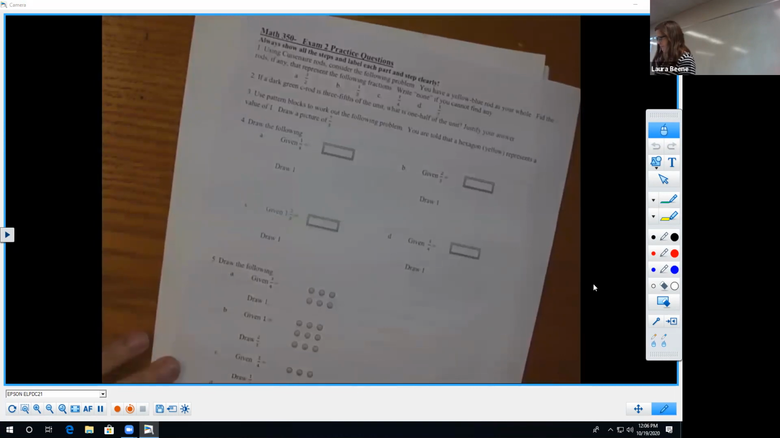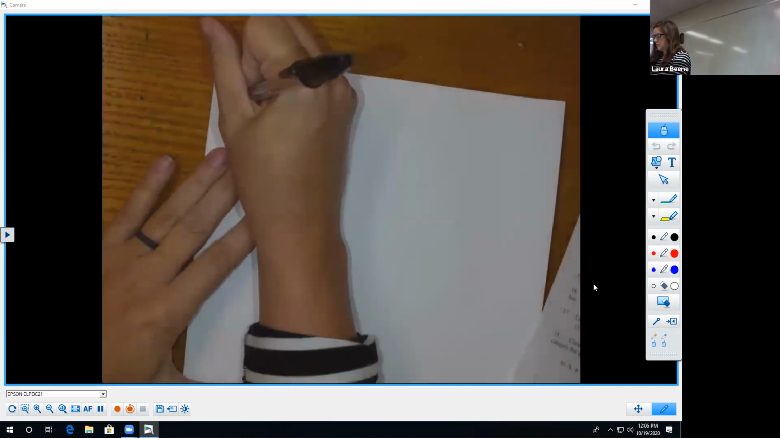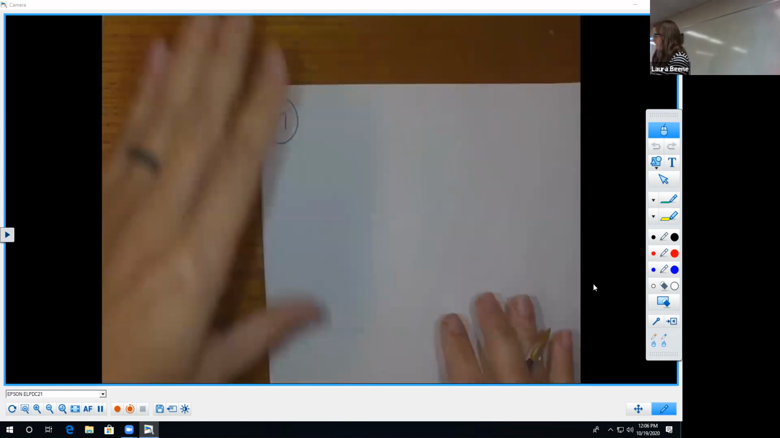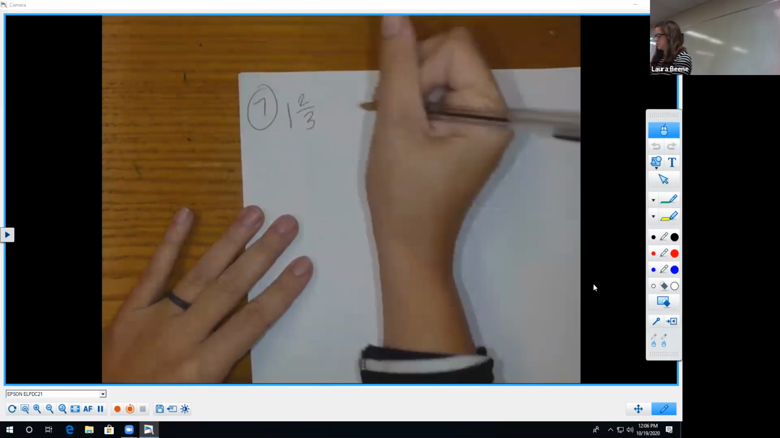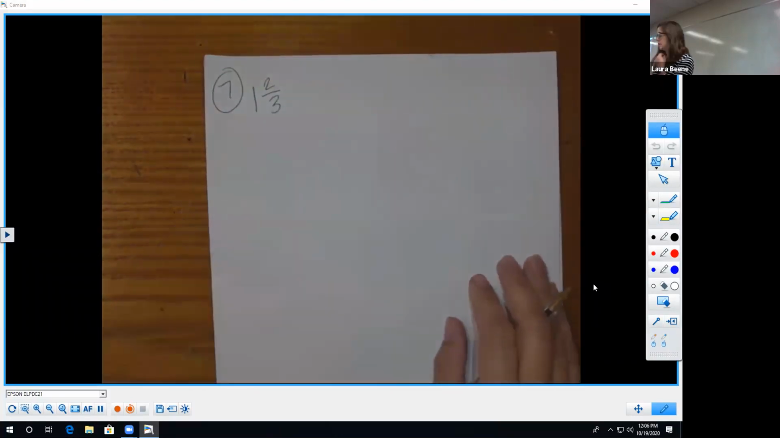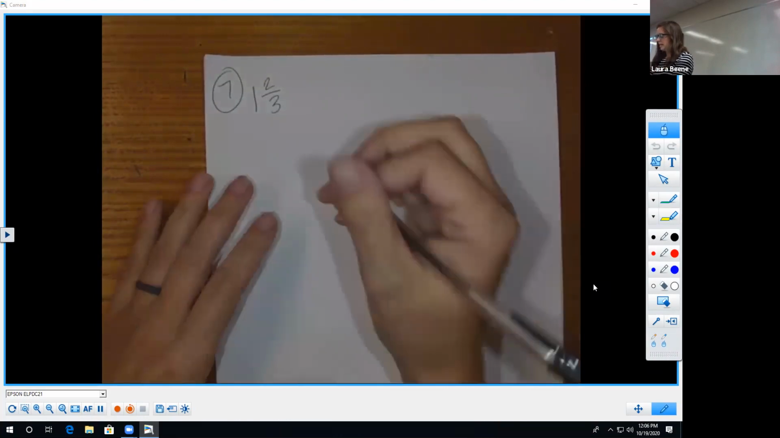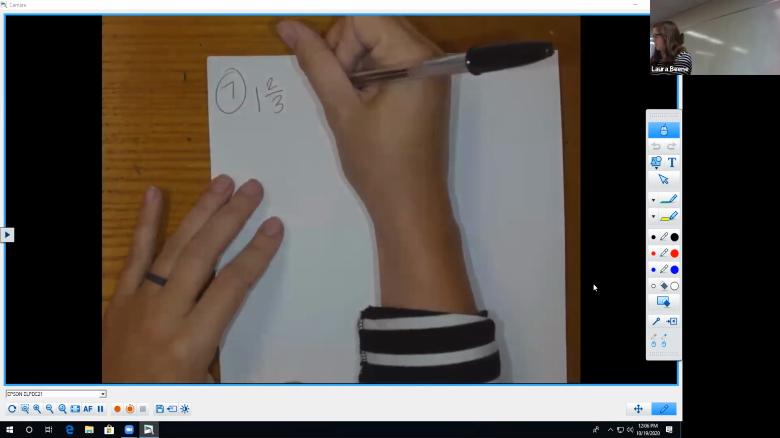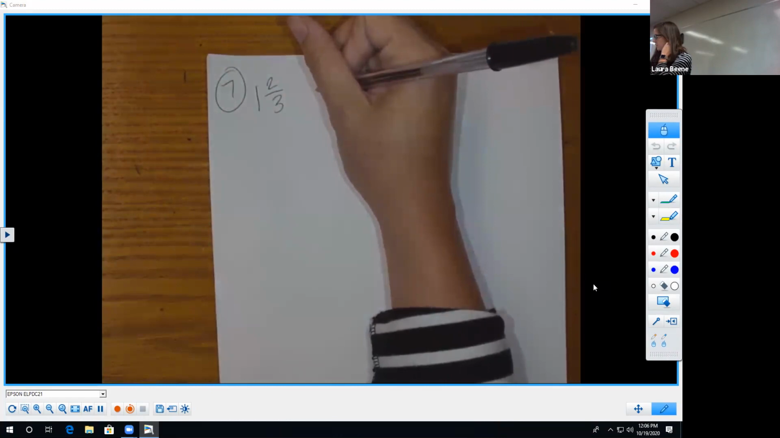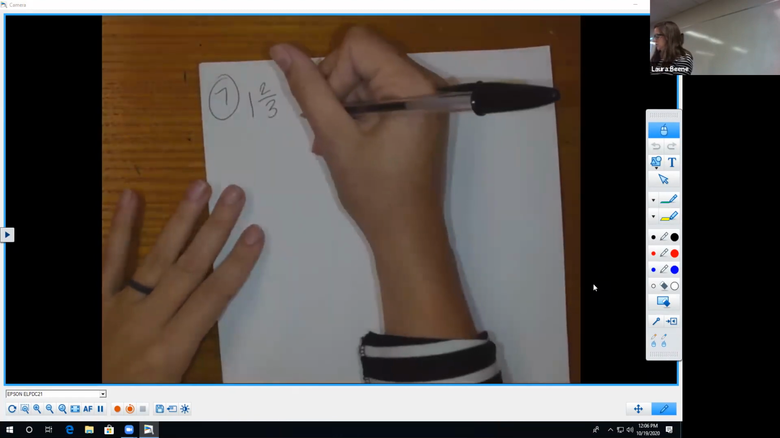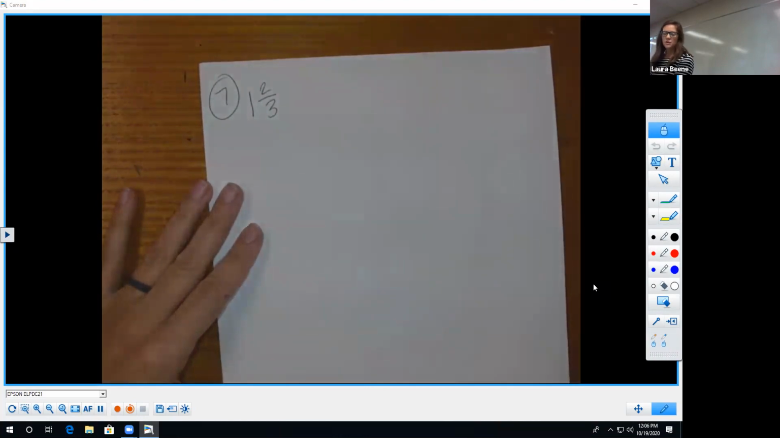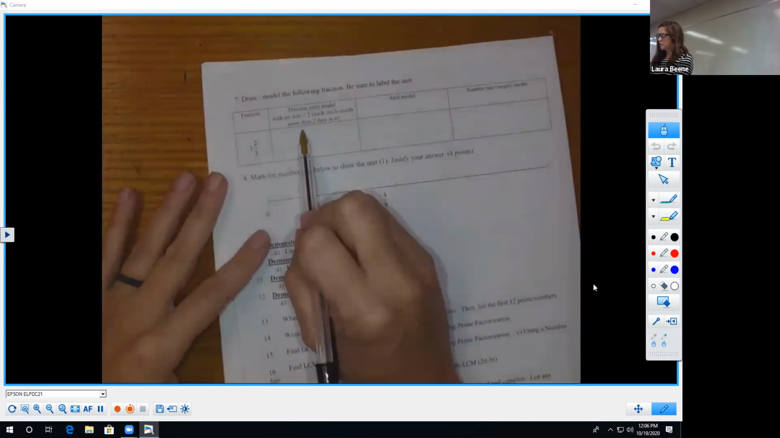Number 7. Okay, so look at number 7. Number 7 on the review wants you to draw 1 and 2/3, and it wants you to use the set model, the area model, and the number line model or the length model. So let's do the area and the number line model first, because I feel like the discrete one's the hardest part.